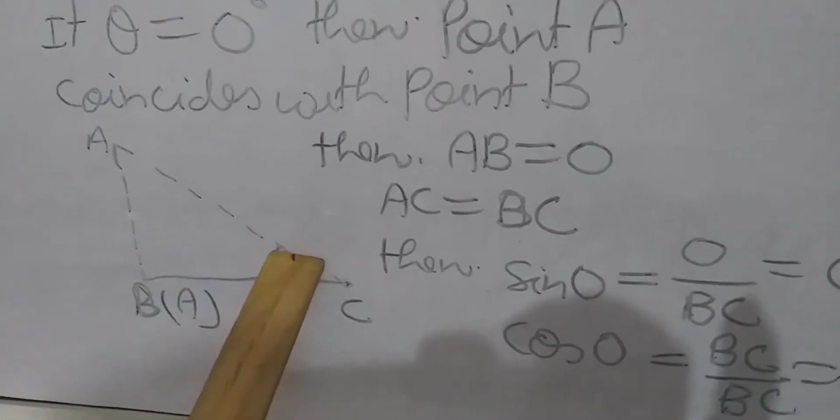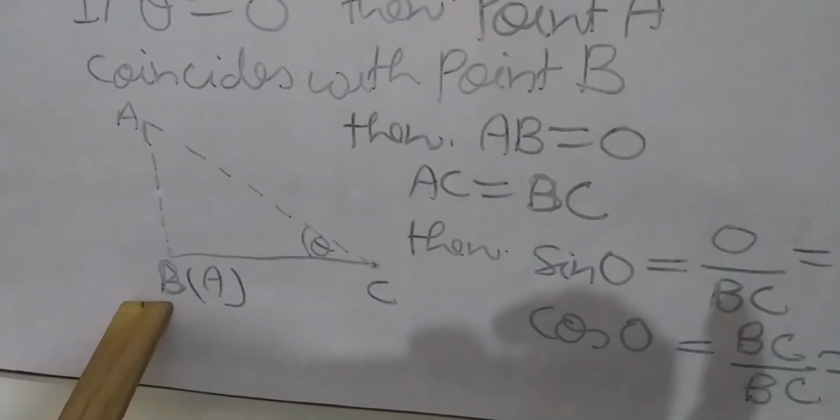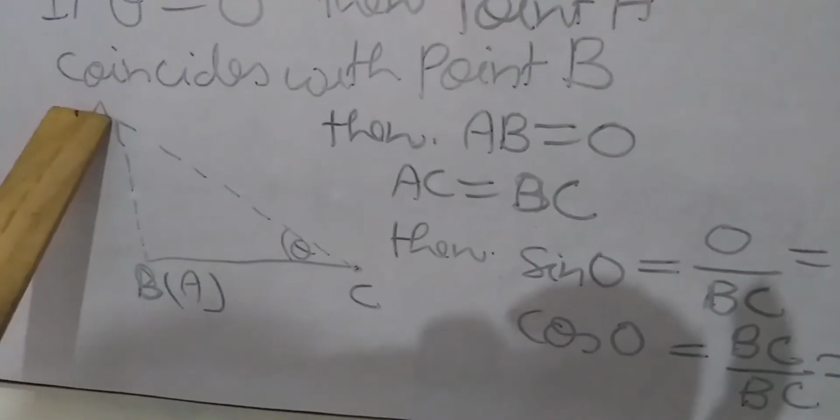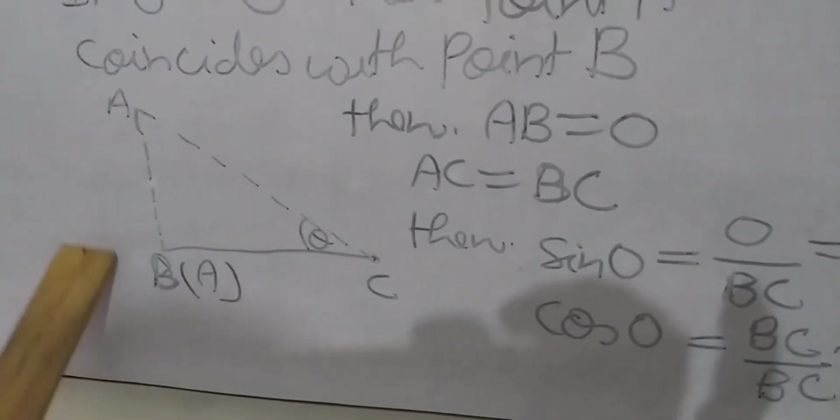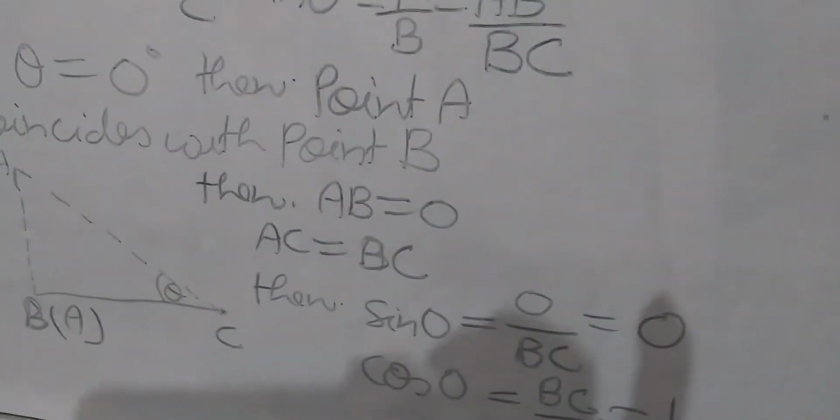When theta is 0 students, then AC will be BC, because A point will not be there. A point will come at B. So BC and AC both are equal students. I have mentioned here, AC equal to BC and AB equals to 0. Let us put this value here in the ratios.